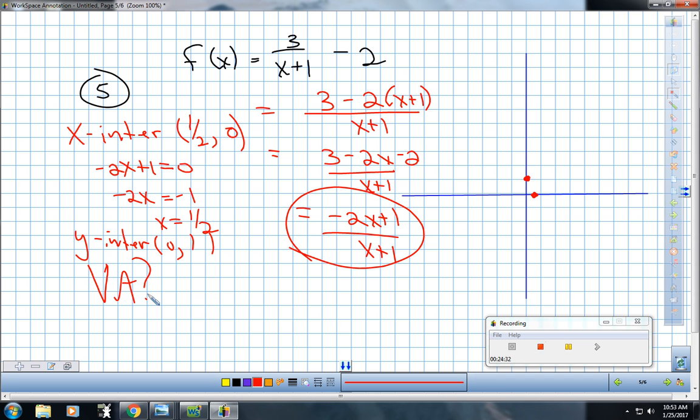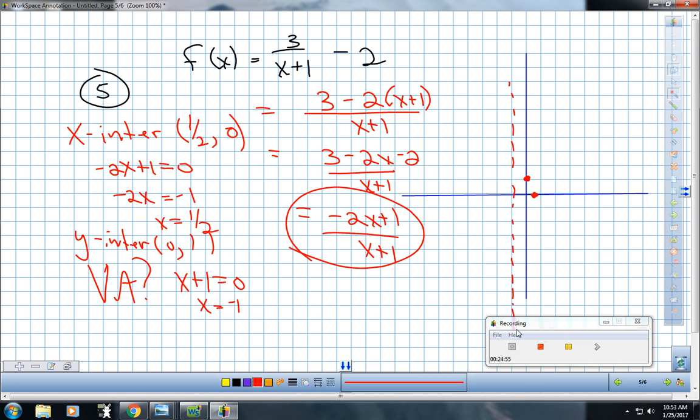The vertical asymptotes happen when the function is undefined. The function is undefined when the denominator is 0. So I just take the denominator, set it equal to 0, and I know I've got a vertical asymptote at x = -1. Everybody good with that?